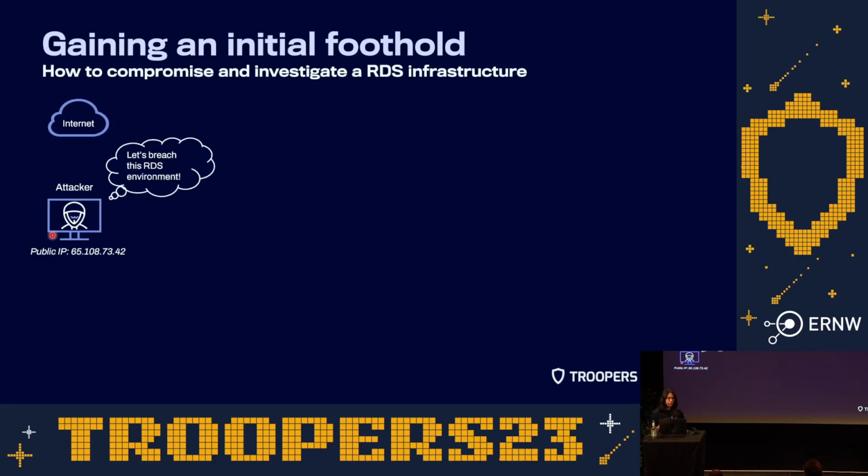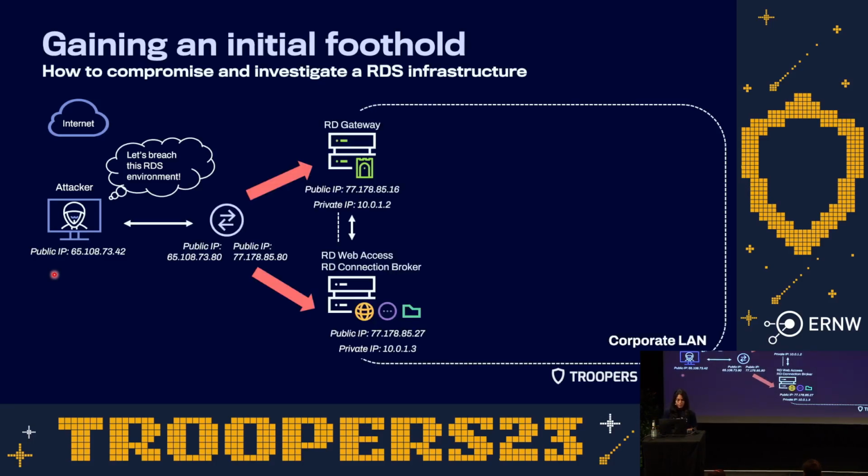In order to demonstrate real-world attacks and highlight detection opportunities, a lab was created. In this case, we can see our attacker here. We have its public IP, and the objective is to breach an RDS environment. The connections are forwarded through a router, and they can either end up on the RD gateway or the RD web access server, which are the public-facing ones. But in this case, the RD web access server is also the RD connection broker, as well as the server where we are going to store our user profile disks, the user-specific files. And this is not the recommended deployment we saw early on.